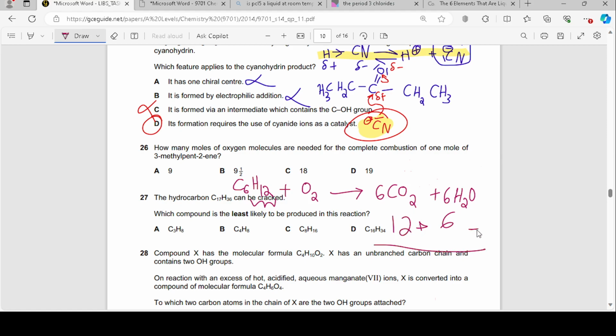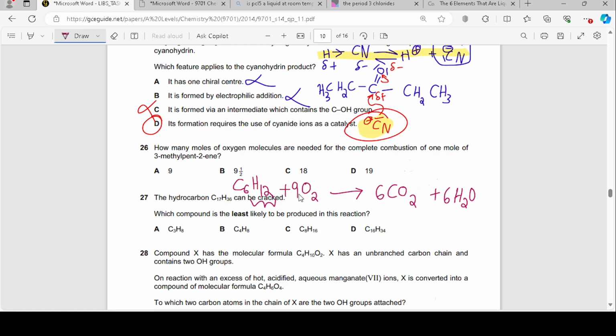So 12 plus 6 is equal to 18. Therefore I should have 18 oxygen atoms on the left hand side as well, and I have O2. So 2 times 9 is equal to 18, or 18 divided by 2 is 9. That means I should have 9 O2, if I am not mistaken.